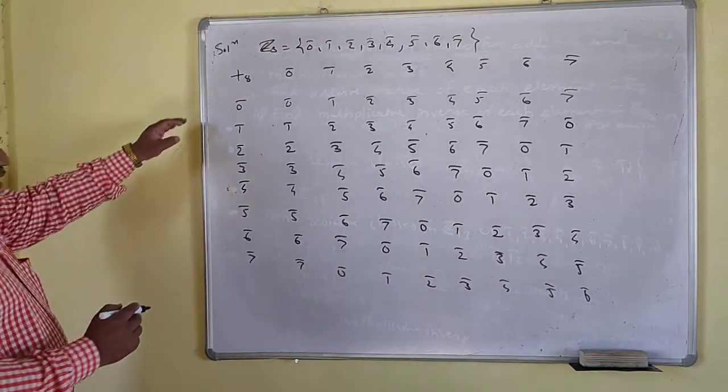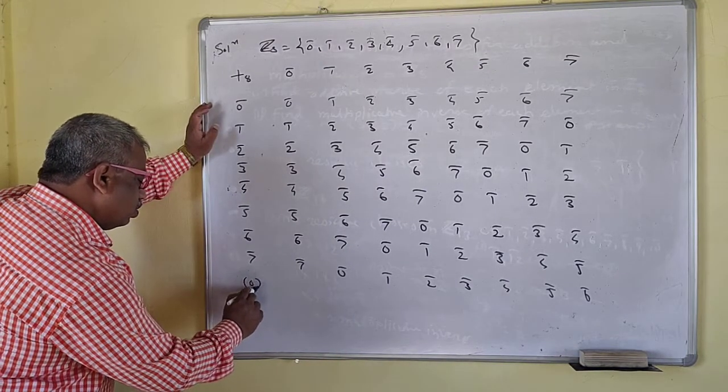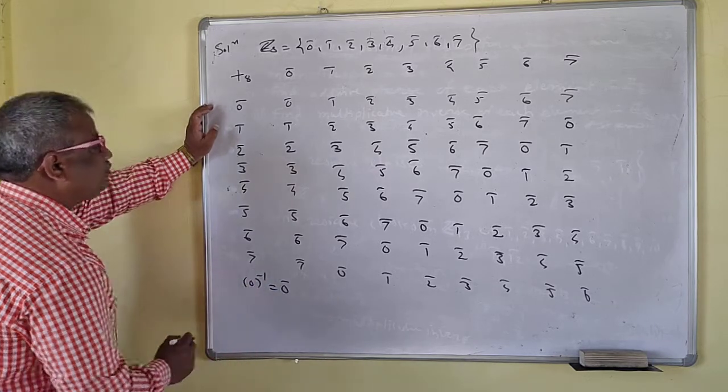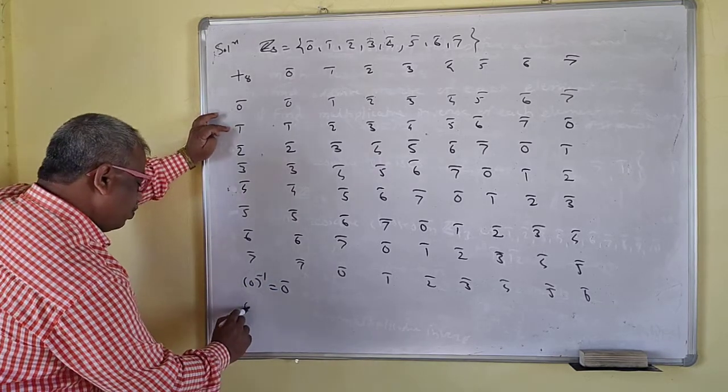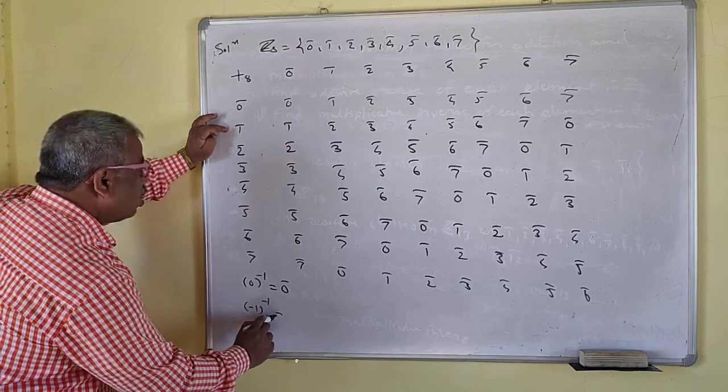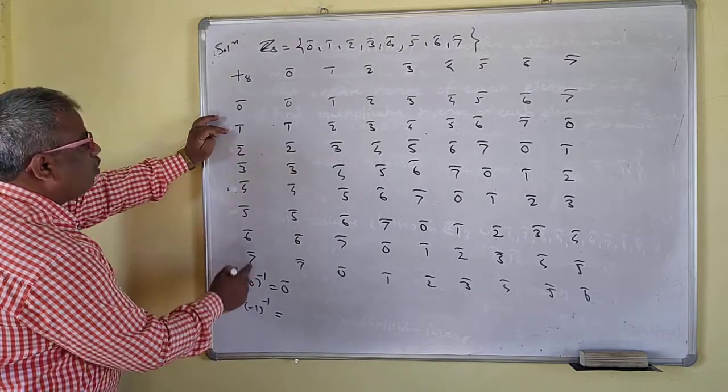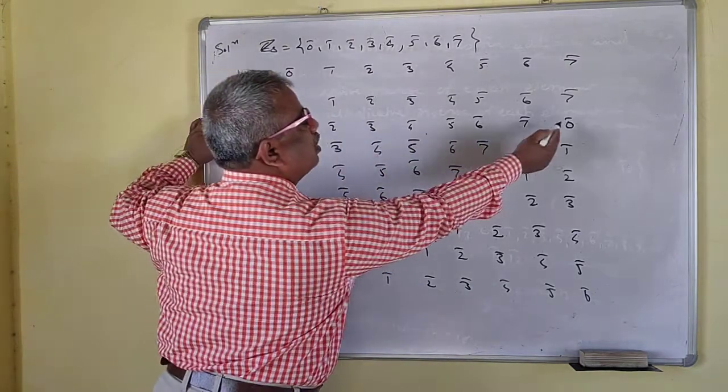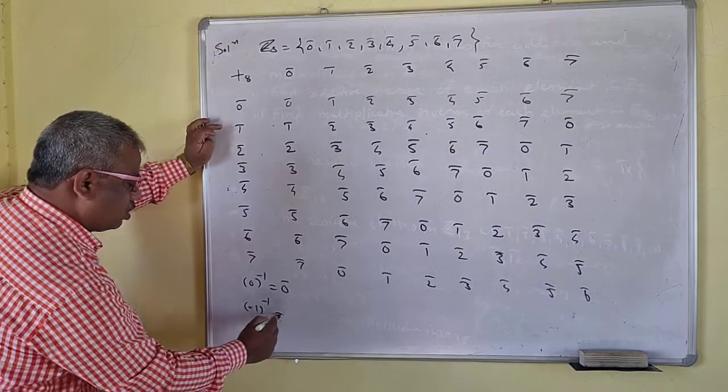Additive inverses of this. So we write the additive inverse of 0 bar is 0 bar. Okay. Additive inverse of 1 bar. Where is 0 bar in the 1 bar row? This is 0 bar. So the additive inverse is what? 7 bar.